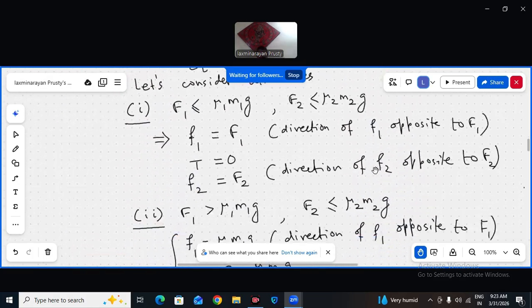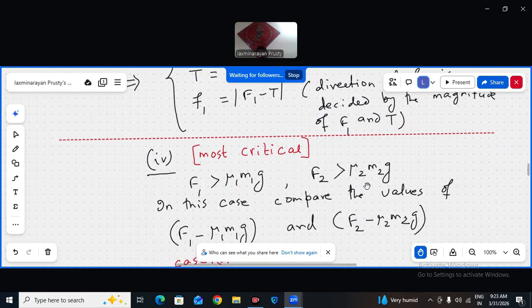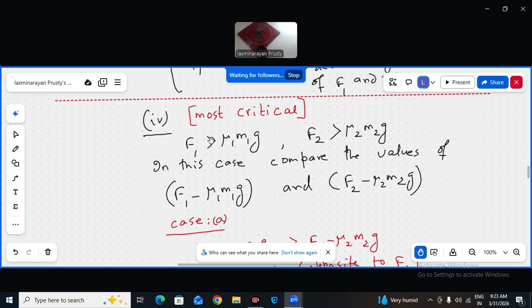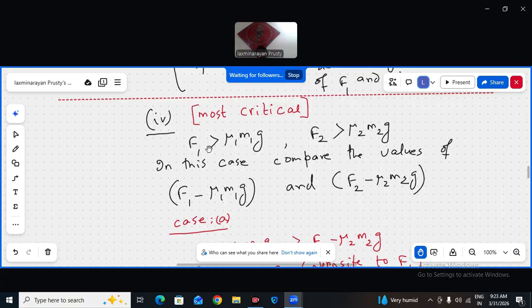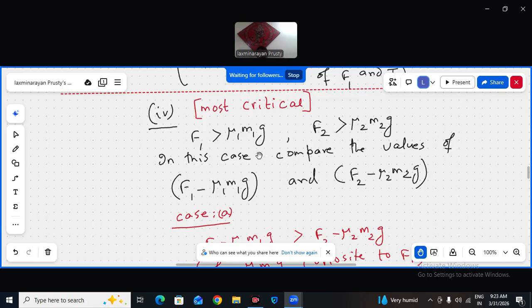The most critical case is subcase 4 under case 2. No acceleration anywhere, we know. So F1 is greater than mu1 m1g and F2 is greater than mu2 m2g. Both are greater than the respective maximum friction forces of those respective blocks. In this case, how do we calculate small f1, small f2? Anyway, acceleration is 0, and tension T.